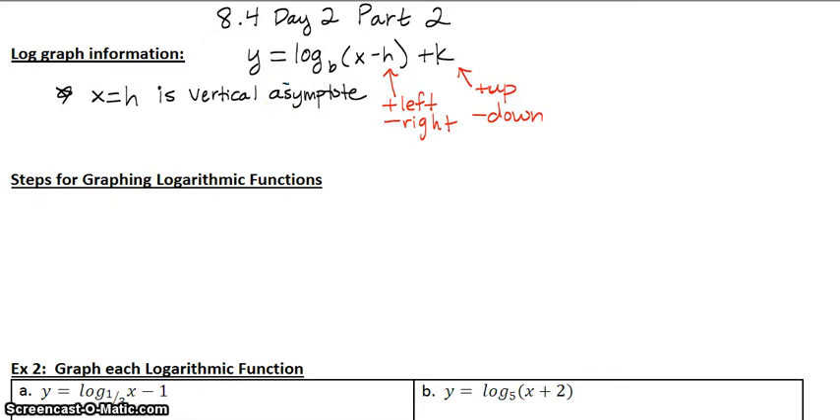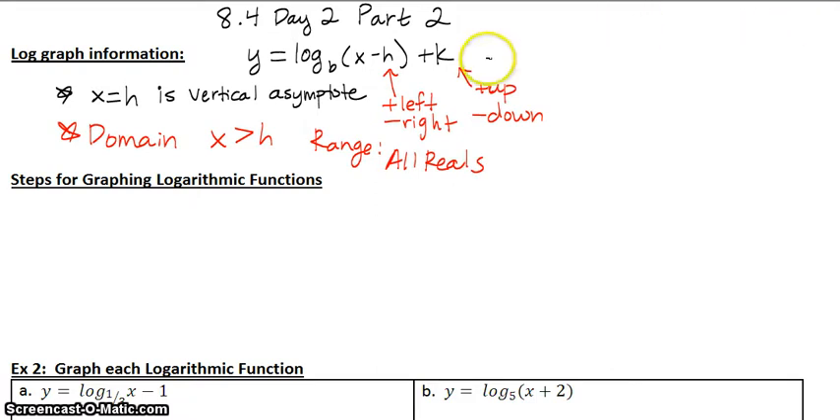The domain of our log graph is always going to be x is greater than h. And the range is going to be all reals. And I want to just tell you that a log graph is an inverse of an exponential graph. So remember how an exponential graph had a domain of all reals and a range of y is greater than the asymptote. Those two have just flip-flopped, and that's what happens when you do an inverse.